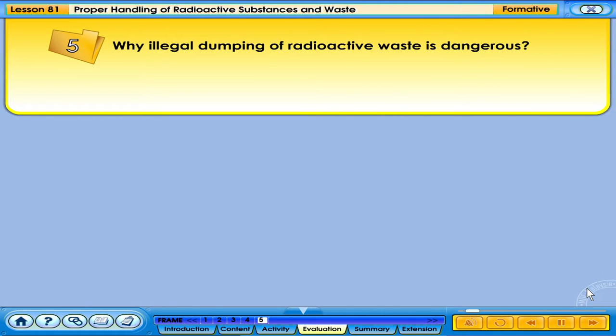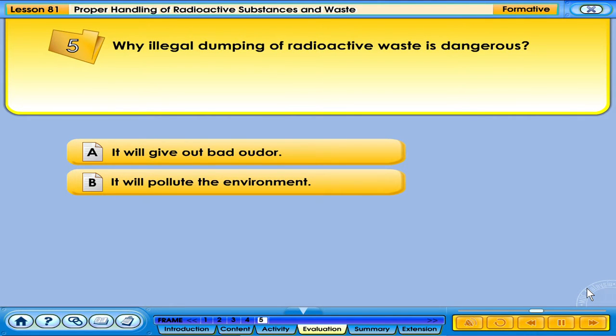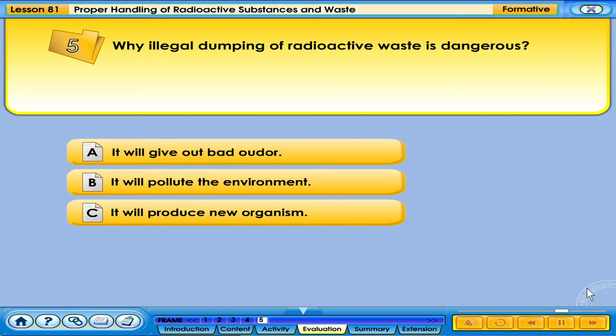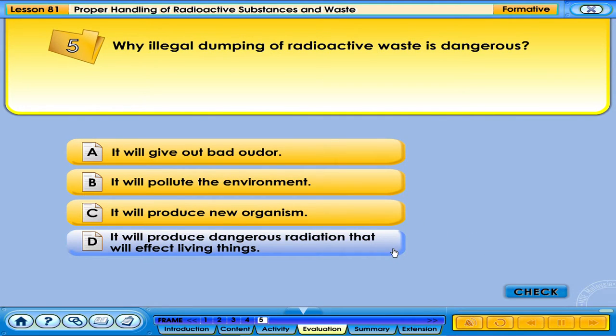Why is illegal dumping of radioactive waste dangerous? A. It will give out bad odor. B. It will pollute the environment. C. It will produce new organisms. D. It will produce dangerous radiation that will affect living things. Your answer is correct.